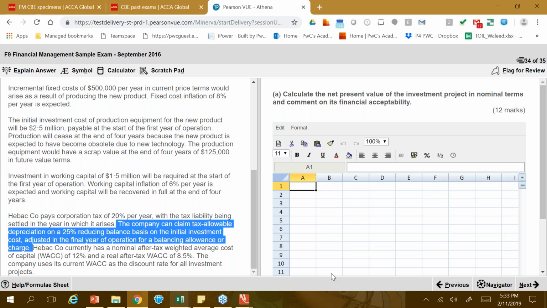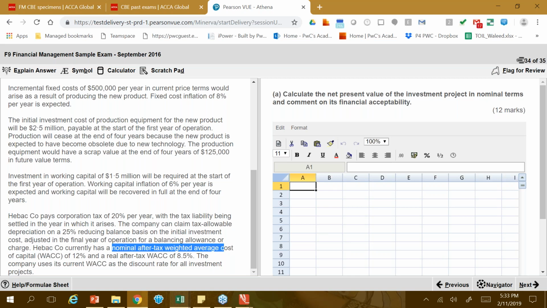Payback has a nominal after-tax WACC of 12% and a real after-tax WACC of 8.5%. Now, the question is, are we going to use the nominal WACC or the real WACC? Are we doing nominal analysis or real analysis as part of the requirement? We're doing nominal analysis, the one which includes inflation. So we need the nominal WACC here, which is 12%. The company uses its current WACC as the discount rate for all investment projects, so that discount rate is going to be 12%, which is nominal. Nominal analysis should use nominal WACC. If I was doing a real analysis, then I would have used the real WACC.